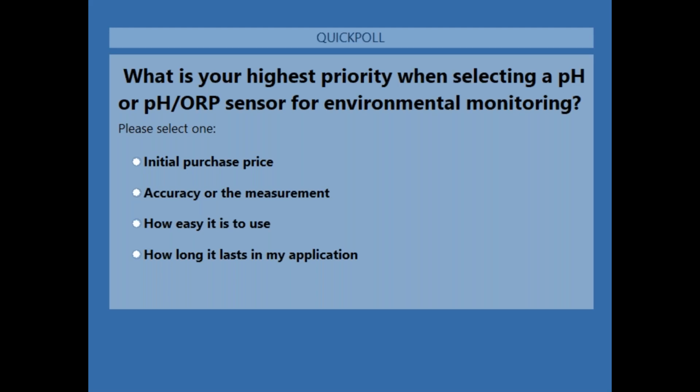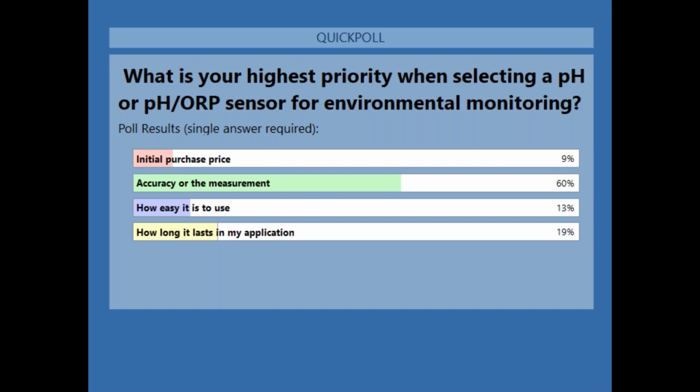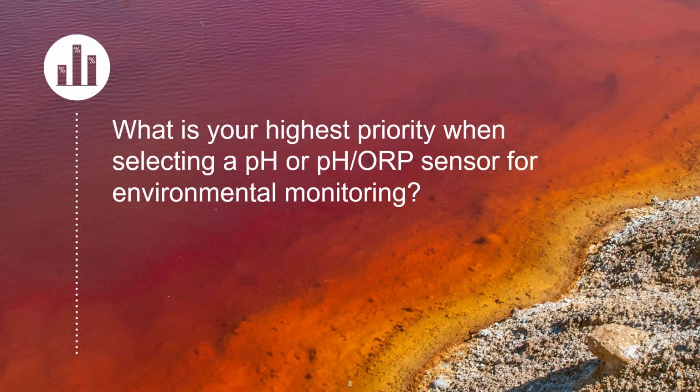Looks like we have a decent percentage of people who have voted now on our poll question. It looks like far and away accuracy of the measurement is going to be the most important thing. So that's good. We're actually going to go over a lot of things that'll help you increase your accuracy today. How long it lasts in my application was a runner-up on that one, and that's another thing we will discuss. We will discuss items related to longevity and accuracy of your pH probe here today.